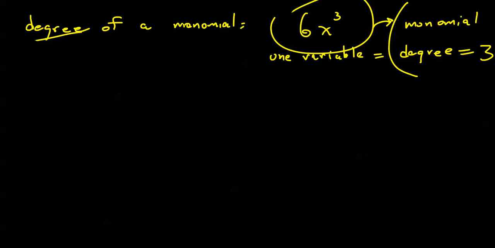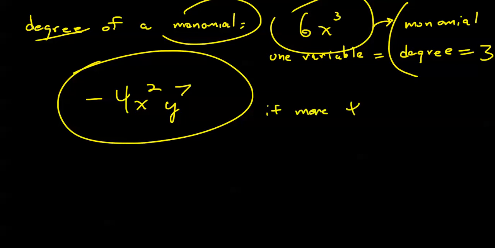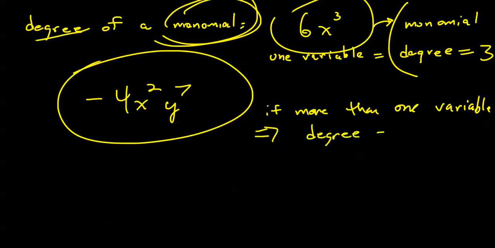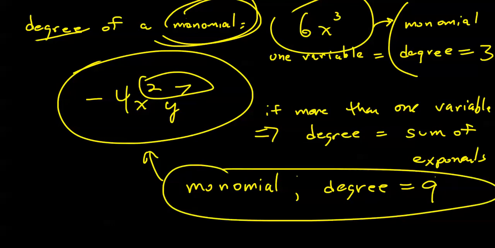Alright. How about something like this? Minus 4x squared y to the 7th. This is a monomial. It's a product of powers of variables and constants. Now, if there's more than one variable in a monomial, then the degree is the sum of the exponents on all those variables. So here I would call this a monomial, and I would call this degree 7. I'm sorry, degree 9. Because I can see the sum of the exponents is going to be 9. Monomial, degree 9.